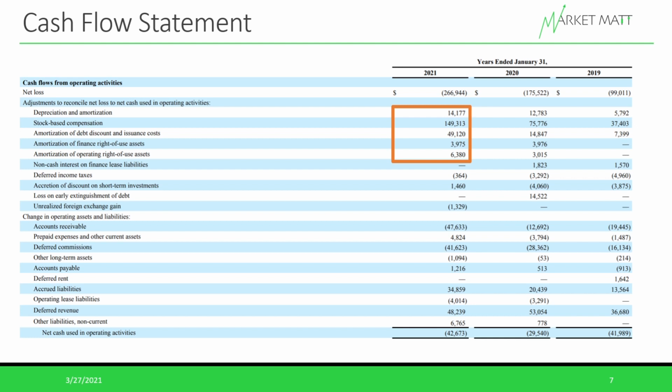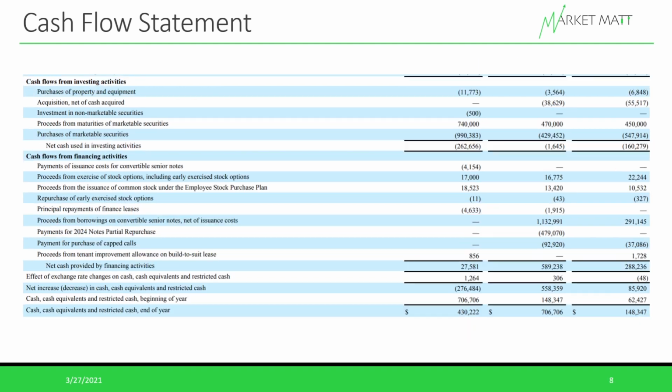And if we look at the total net cash used in operating activities, so this is really the loss from actually operating the company, it does come out to about negative $42 million. So really those top categories are the gap between the actual net loss from the income statement and the actual cash that left the company to operate.